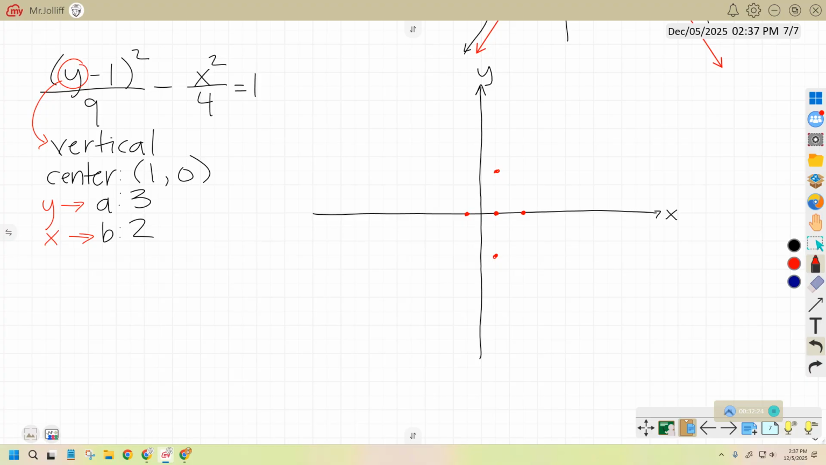Very good. Julie, what comes next? We have to do the box. Very good. I need the box to figure out where my asymptotes are. Once I have my box, my asymptotes are the diagonals of the box.